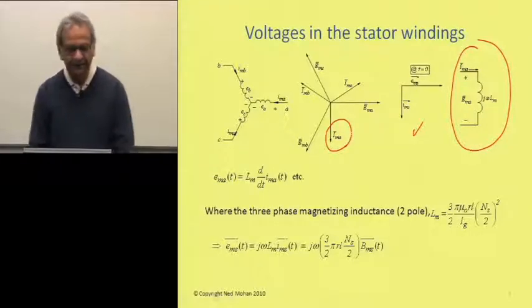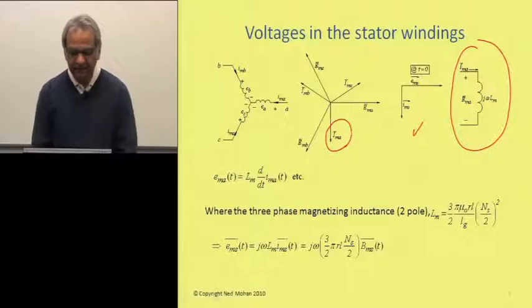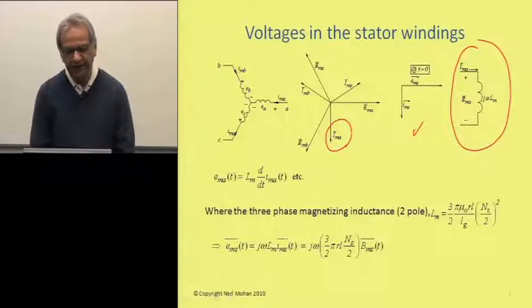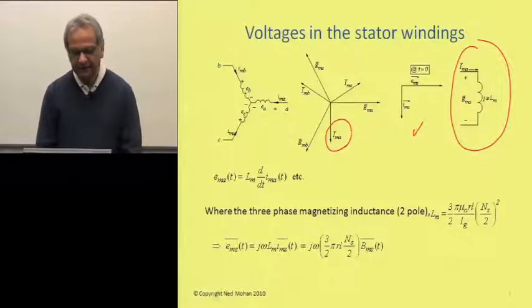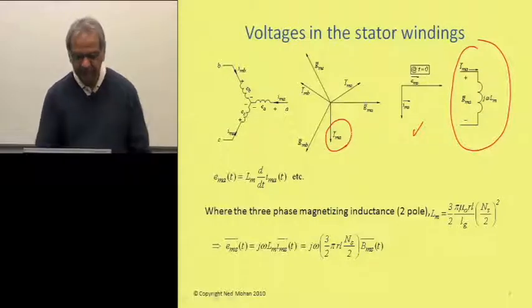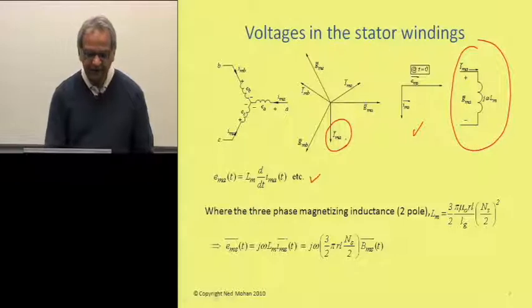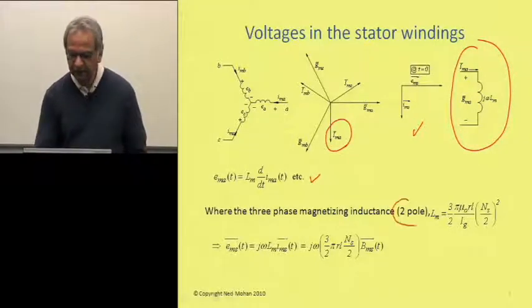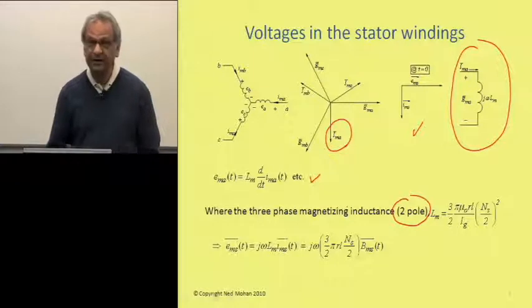And we know that if L sub m is the magnetizing inductance, then the voltage induced in phase A is related to the derivative of current in phase A by this L sub m. So we can write such equations for all three phases, where if you strictly talk about a two-pole machine, this can be generalized for p-pole machines.